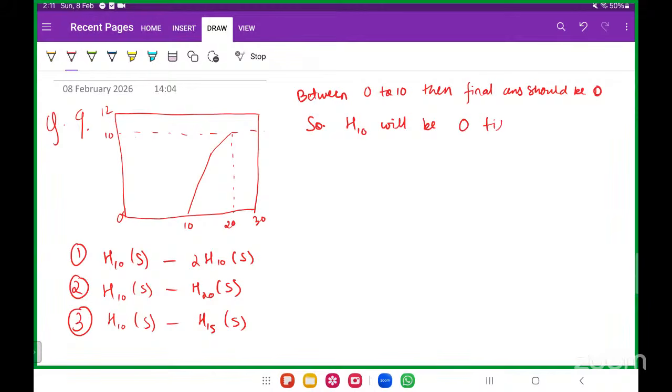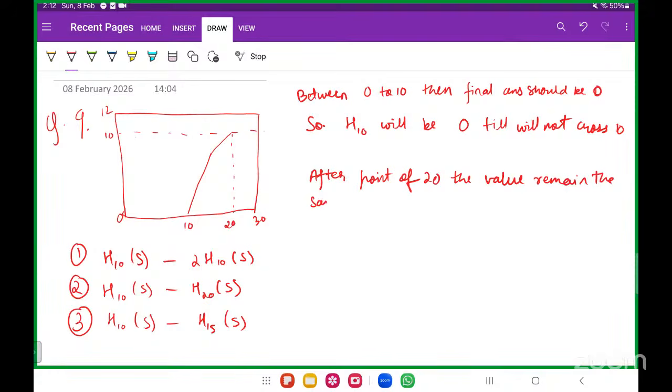So 0 minus 0, the value will be 0. So for 0 to 10, the value should be 0. That is the correct one. Now look here. After the point of 20, the value remains the same, and that value should be 10. That value should be what? 10.